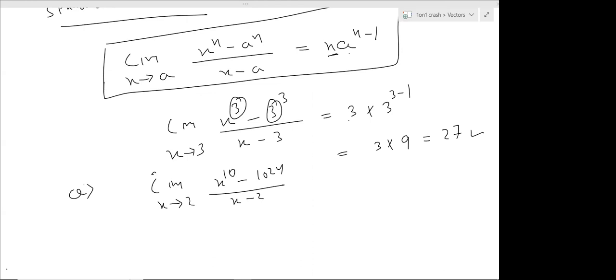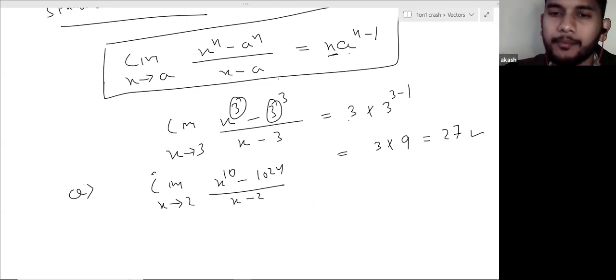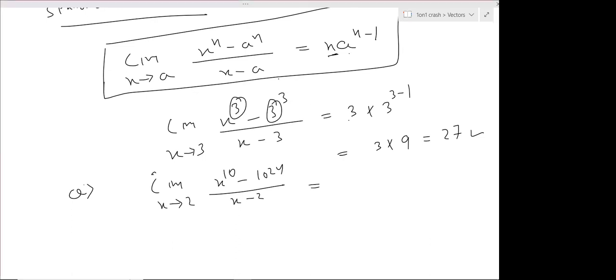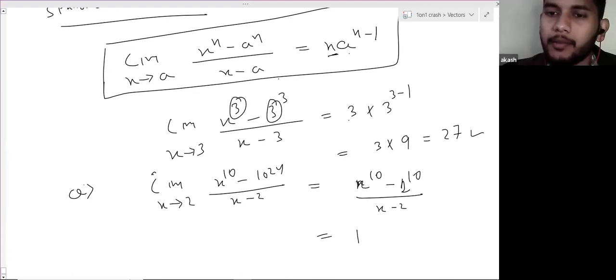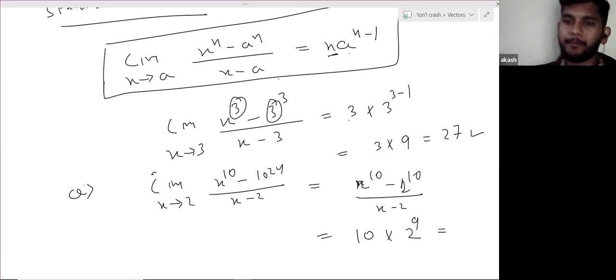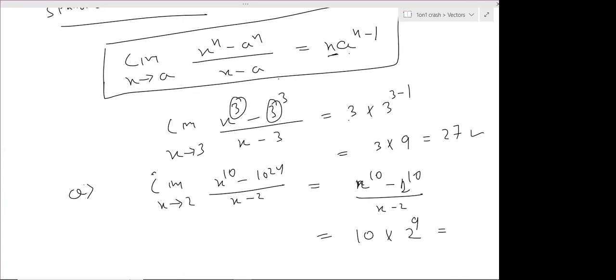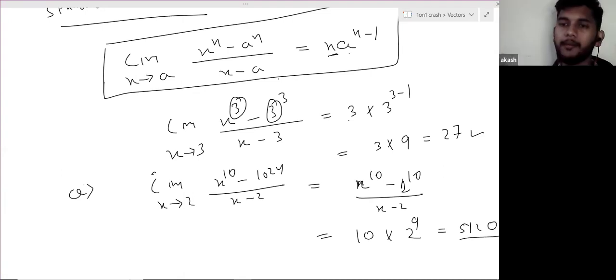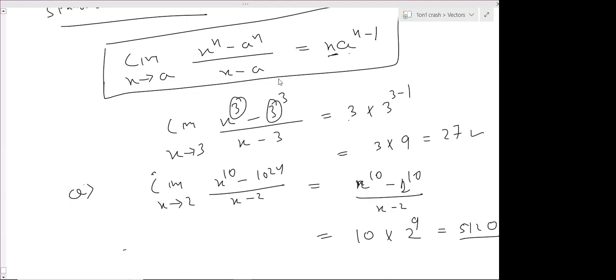All right, how did you solve this? 2 to the power 10 minus 2 to the power 9. So power is n, so value of n is 10 into 2 to the power n minus 1, 2 to the power 9, right? Yeah. So you can say this is 5120, right? Yeah. All right. Next question.